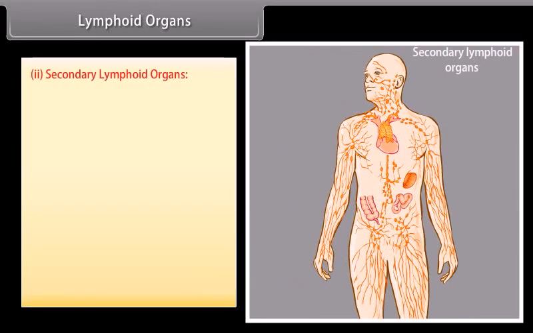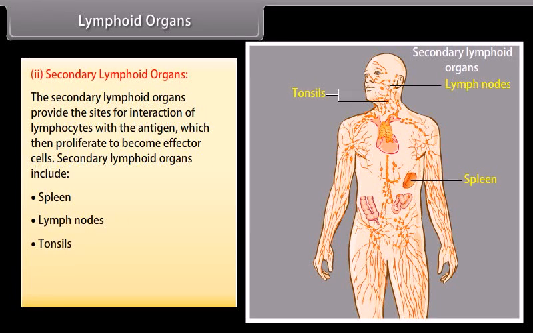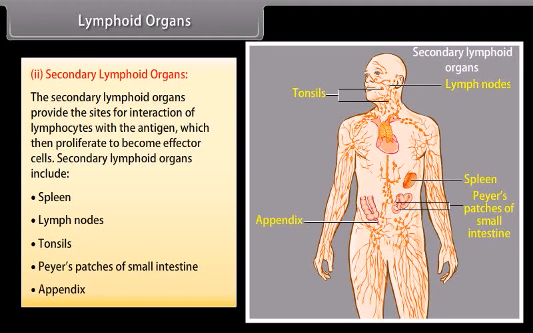Secondary lymphoid organs. The secondary lymphoid organs provide the sites for interaction of lymphocytes with the antigen, which then proliferate to become effector cells. Secondary lymphoid organs include spleen, lymph nodes, tonsils, Peyer's patches of small intestine, appendix.